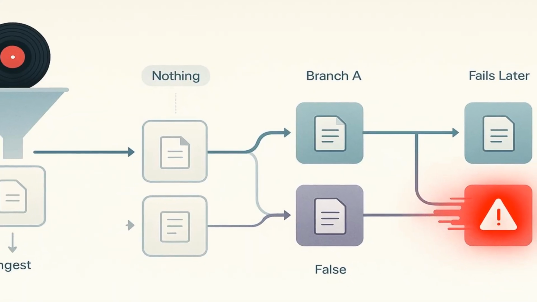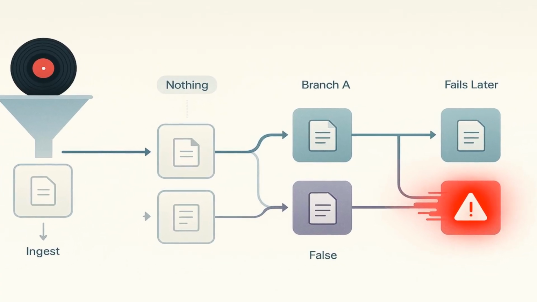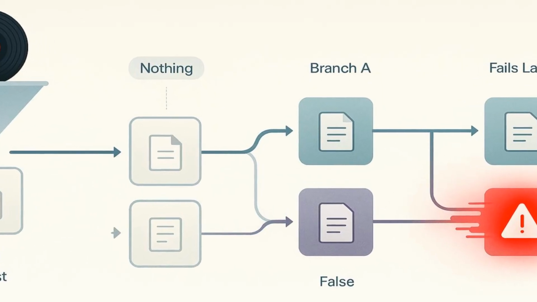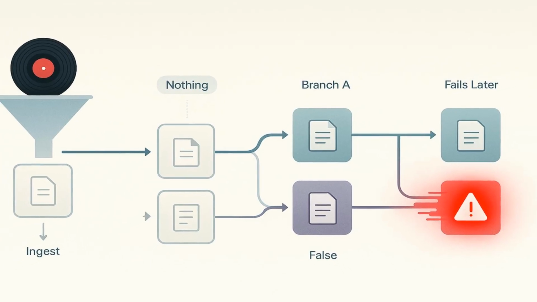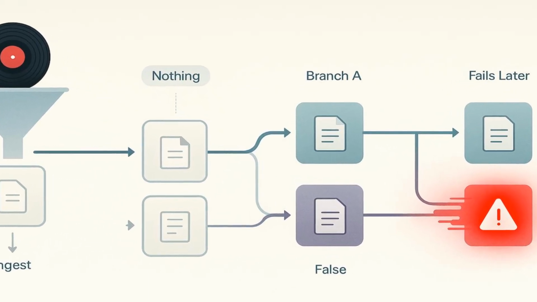Bad data issues are not always obvious. A blank value can mean nothing to one step and false to another. A partial record can slip through and fail steps later. Lead intake and order workflows are common trouble spots as they pull from multiple sources.